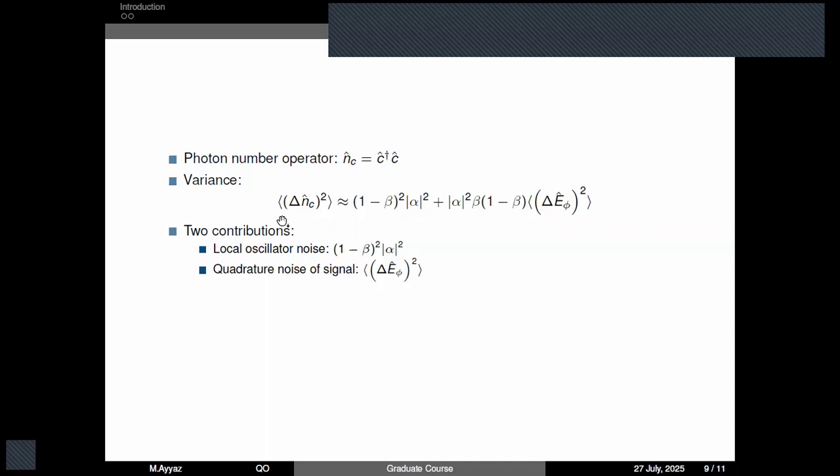Similarly, we can also observe the fluctuations by using the variance. This term is again showing the local oscillator noise, and it is showing the interference terms between the weak signal and our local oscillator. We know that it will give the fluctuations in the quadrature, and by changing the phase of the local oscillator, we can observe two different quadrature fluctuations.